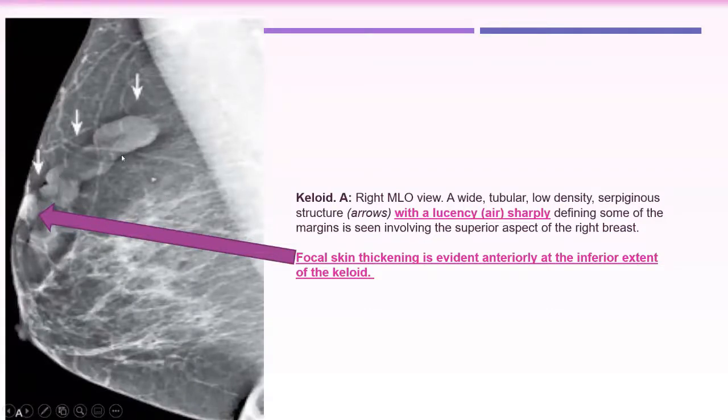And this is a typical keloid surrounded by hair. So surrounded by air signifies skin or dermal lesions as benign. But at this point here, it demonstrates a focal area of skin thickening, which makes it a mimicker. Okay.